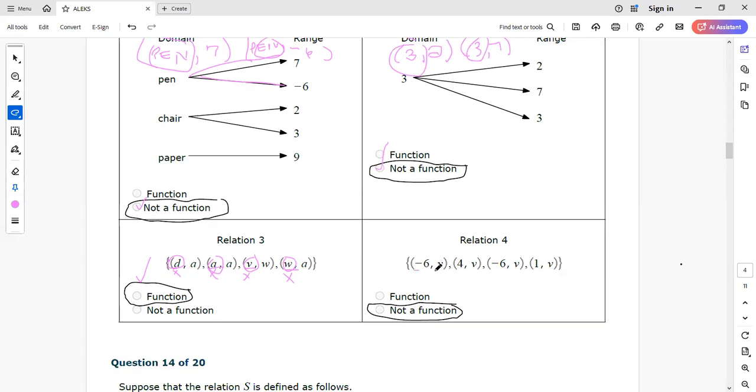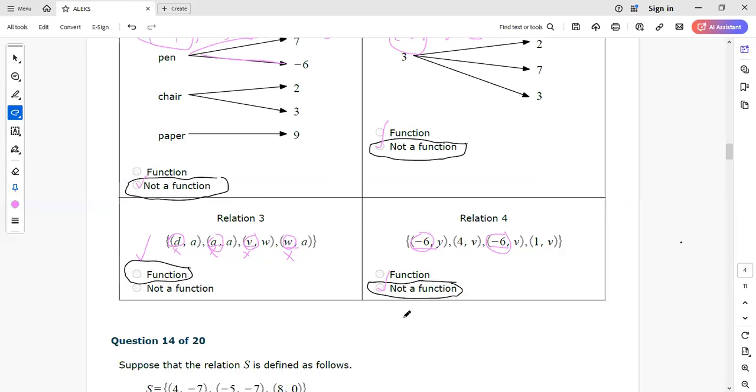a function. And then for relation 4, we see 2 of our ordered pairs have the same x coordinate, so it's not a function. So not a function, not a function, function, not a function.